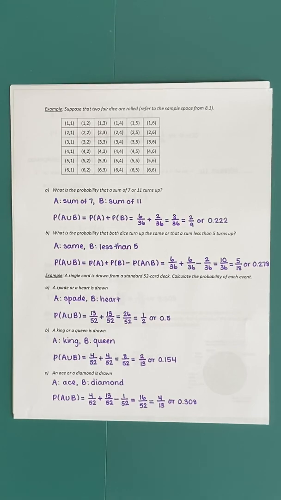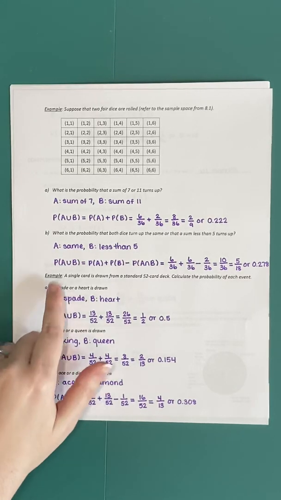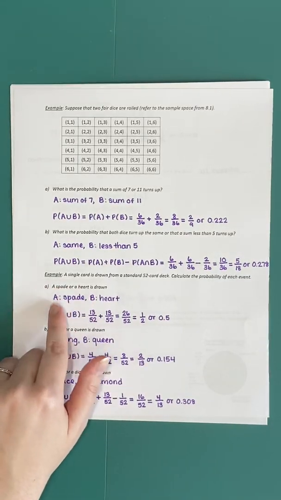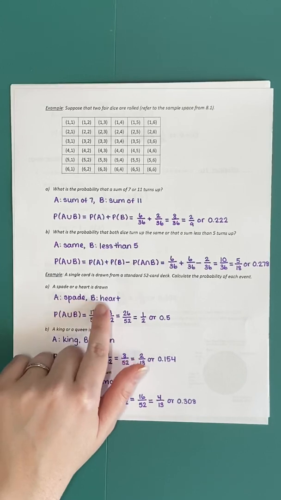Okay, now let's look at cards. So a single card is drawn from a standard 52 card deck. Calculate the probability of each event. Okay, first event is a spade or a heart is drawn. So event 1 is drawing a spade. Event 2 is drawing a heart. So we'll call A spade and B heart.